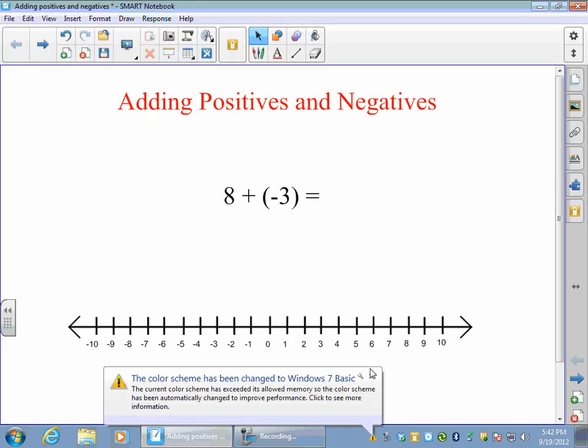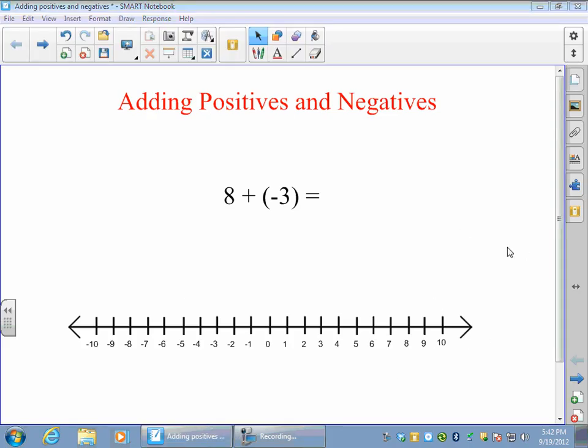What you're going to see and what you need to remember: positives and negatives are opposites. So when we're adding one positive and one negative, if you think of it again on the number line, they're actually working against each other. One is going to the right because it's positive, one's going to the left because it's negative. And so that makes a big difference on what we actually do to get our answer. So go ahead and take a guess.